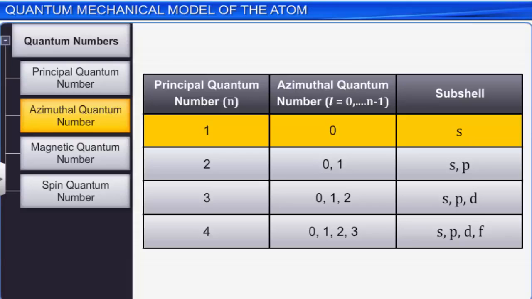Similarly, for n is equal to 2, L is equal to 0 and 1. That is, there are two subshells in second main energy level. And for n is equal to 3, L is equal to 0, 1, 2. That is, there are three subshells in third main energy level.